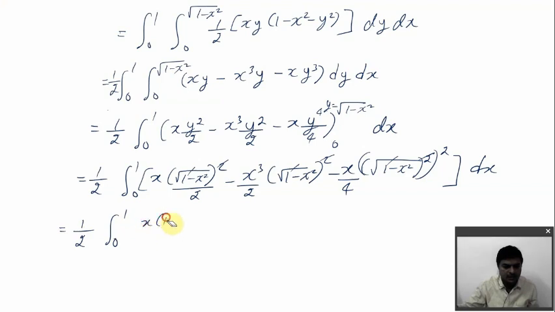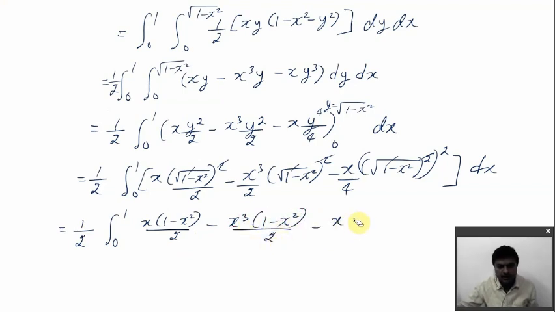Here we see x (1 minus x square) upon 2 minus x cube (1 minus x square) upon 2 minus x. Yes, notice here 1 minus x square is there, but one square is gone, another square is there, please remember here. So this is dx. Is it clear? Okay, so now just simplify this. Square root and square will go, just open the brackets.